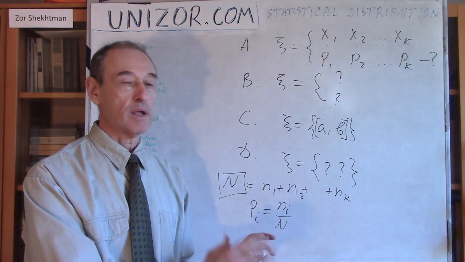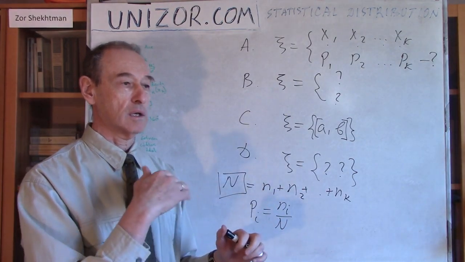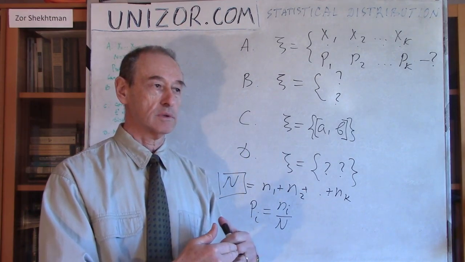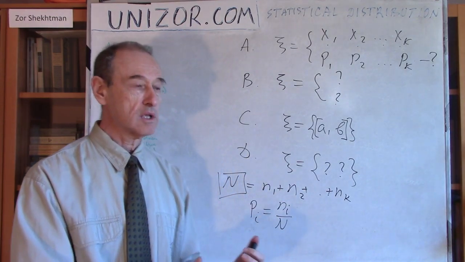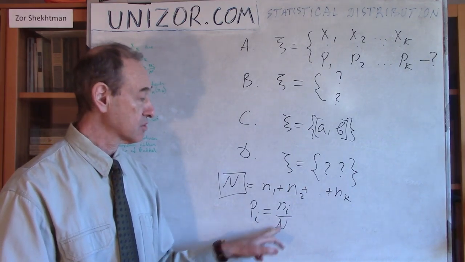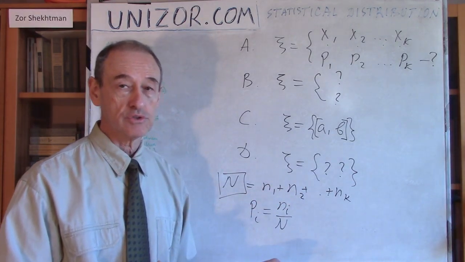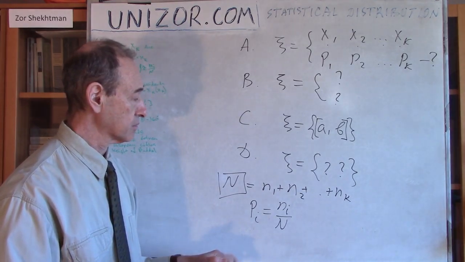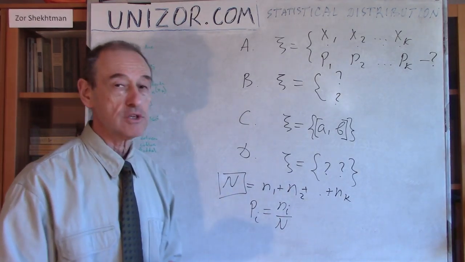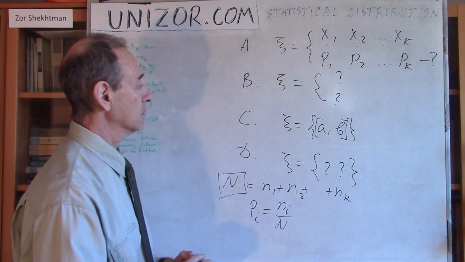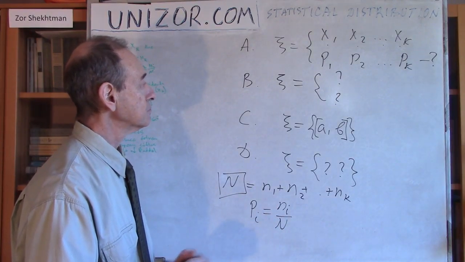So let's stop on this. I'm not going to talk a lot about the quality of this approximation. It looks like it's a correct approximation because it's a frequency, and frequency is supposed to tend to the probability. But that's as much as I can say right now. Now, let's go to number two.